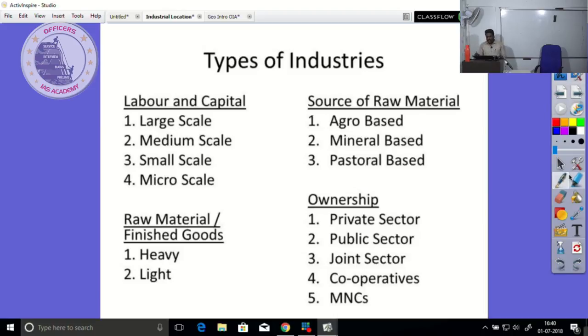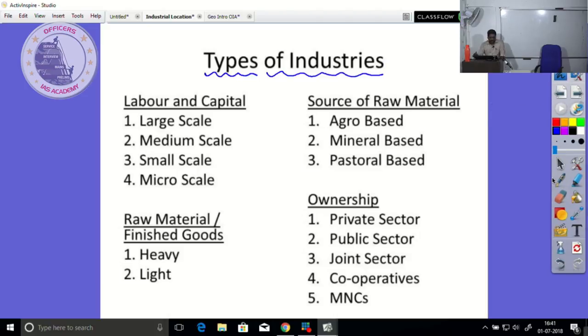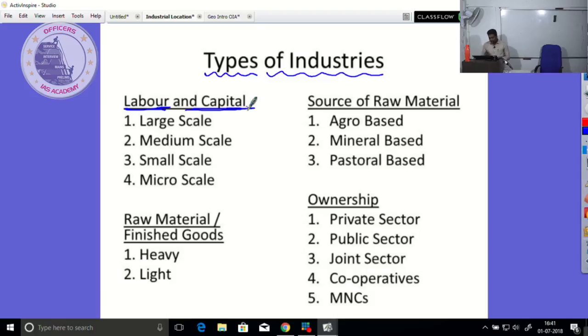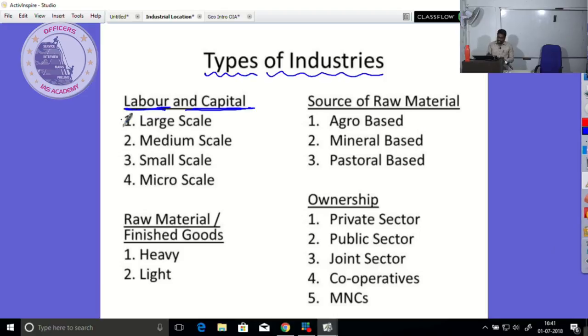Now, when I talk about the types of industries, there are many different classifications of industries, but whatever we will be seeing now comes under these classifications. First, based on labor and capital, the number of people working and the investment, industries can be classified into four groups: large scale, medium scale, small scale and micro scale.